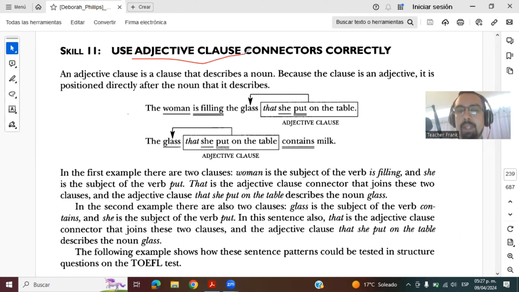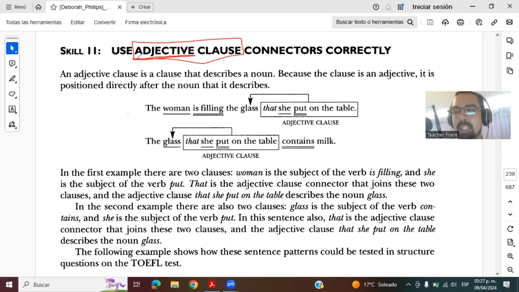Okay, so my recommendation, like I mentioned back in video number 9 of structure, is that you see skill 9 and 10 as correlated and 11 and 12 also as correlated. Now, if you remember, skill 9 has to do with clause connectors also, but in that case, we're working with noun clause connectors, right? In this case, with skill 11, we're also going to be working with clause connectors, except now we're going to be working with adjective clause connectors.